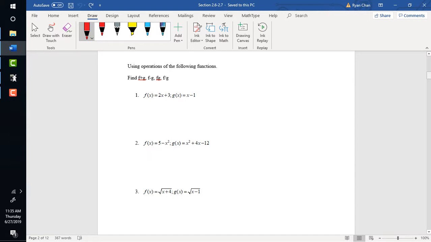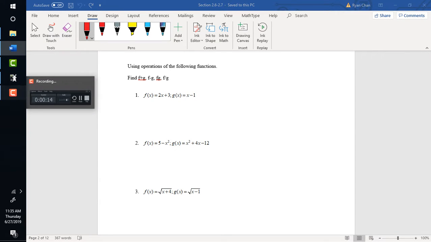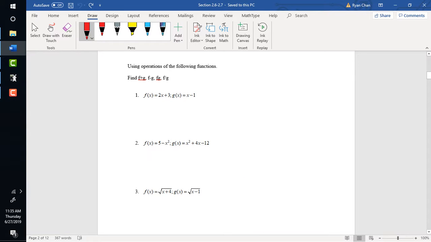If you do have problems following along, just make sure that you know some of the basics such as foiling, factoring, and all of the other things to keep in mind. So for example, number one, let's say they ask you to find f plus g. All we would do is just add these two functions. So I'm going to do 2x plus 3 plus x minus 1, and I'll add them together. That'll be 3x plus 2, and that would be my final answer.